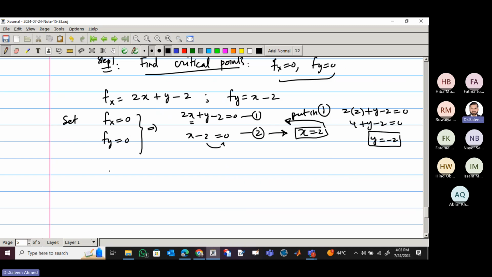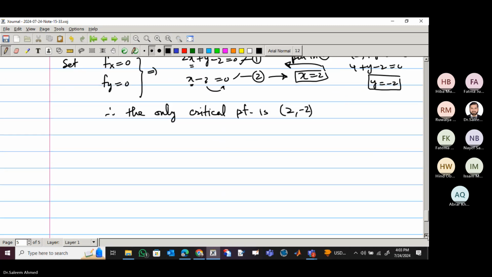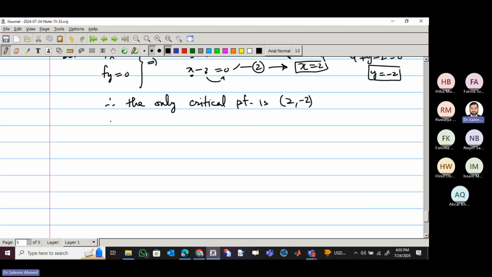So I got only one critical point. Therefore, the only critical point is (2, -2). x is 2, y is minus 2. You can put it back here and you will see 0. If you put x as 2 here, it's 4 minus 2 minus 2, 0. If you put x as 2 here, 2 minus 2, 0. See, both equations are satisfied. Now, you got a critical point.